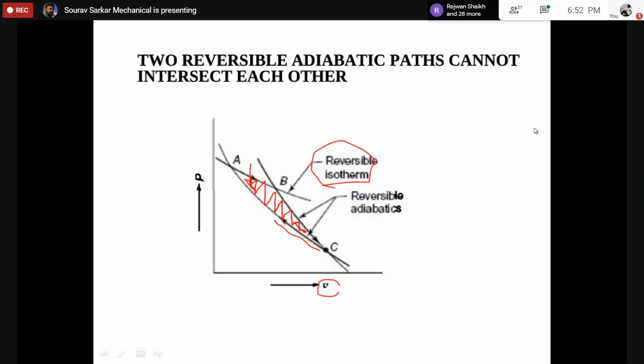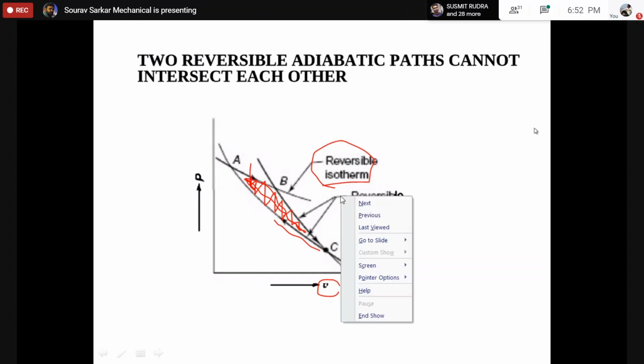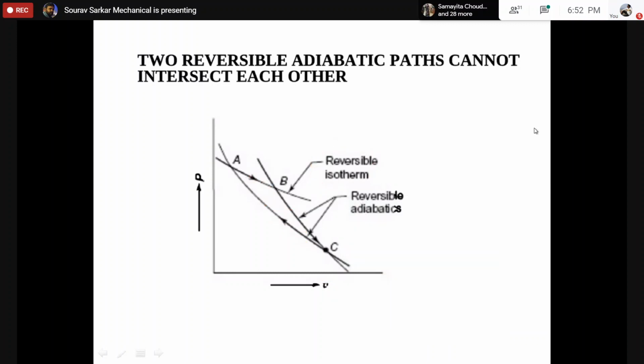So what is the meaning of this area inside the curve? This is equivalent to what? Net work done. Very good, excellent. So what is basically happening is that you are interacting with a single temperature source, and finally due to this you are getting a cycle which is producing a net work.